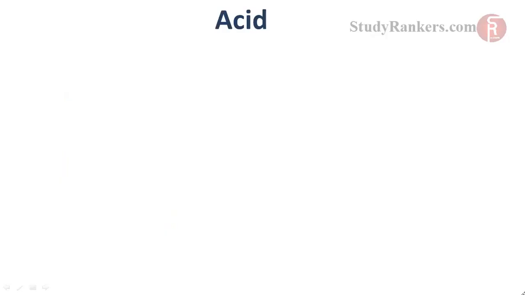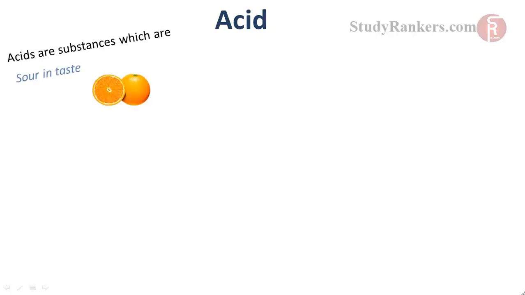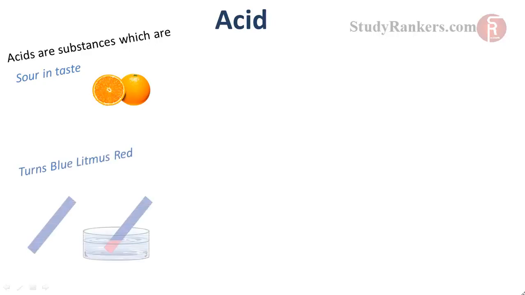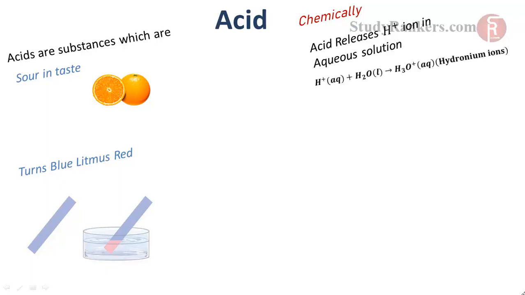Let's start with acids. Simply defining, acids are those substances which are sour in taste. They turn blue litmus paper red when acid is dropped on it. If we go into more detail, acids are those substances which generate H plus ions when dissolved in water, or we can say in aqueous solution. Also, H plus gets combined with H2O. It gives H3O plus ions, also known as hydronium ions.